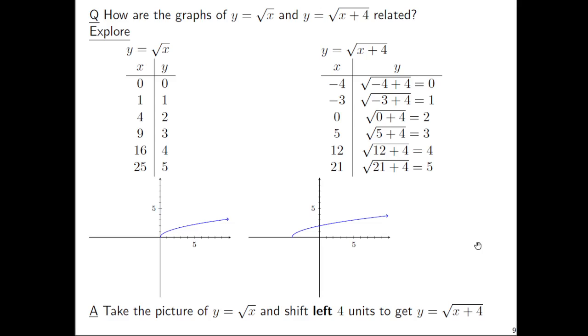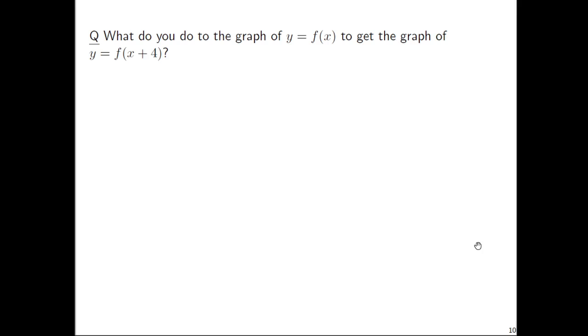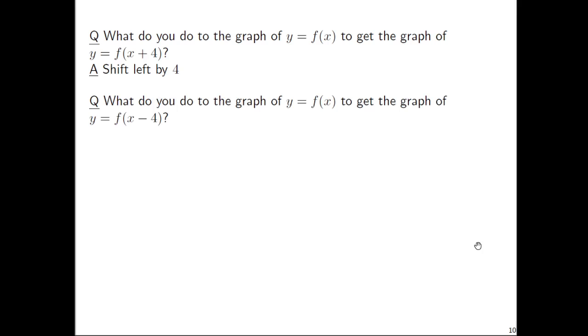Maybe that's surprising because of the plus 4, that there was a shift to the left. So, in general, what do you do to the graph of y equals f of x to get the graph of y equals f of x plus 4? You have to shift left by 4. In the same way, what do you do to the graph of y equals f of x to get the graph of y equals f of x minus 4? You have to shift right by 4.